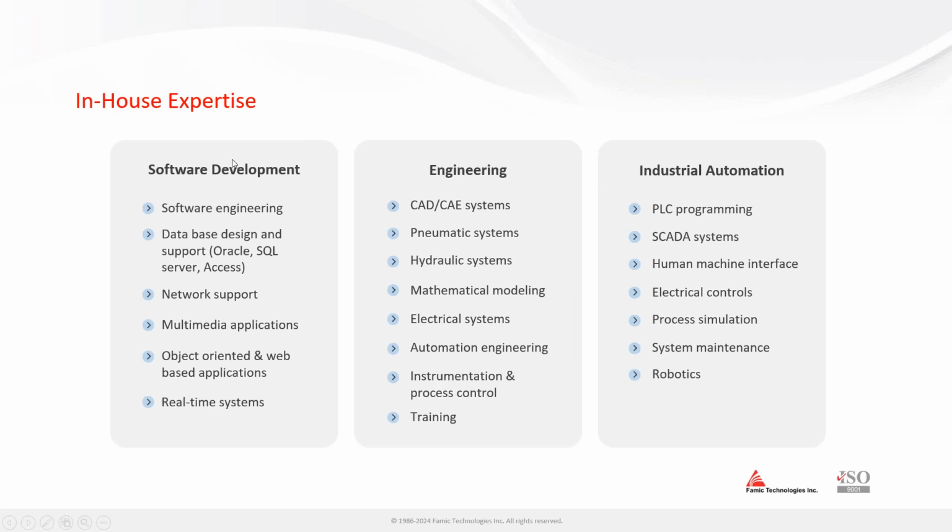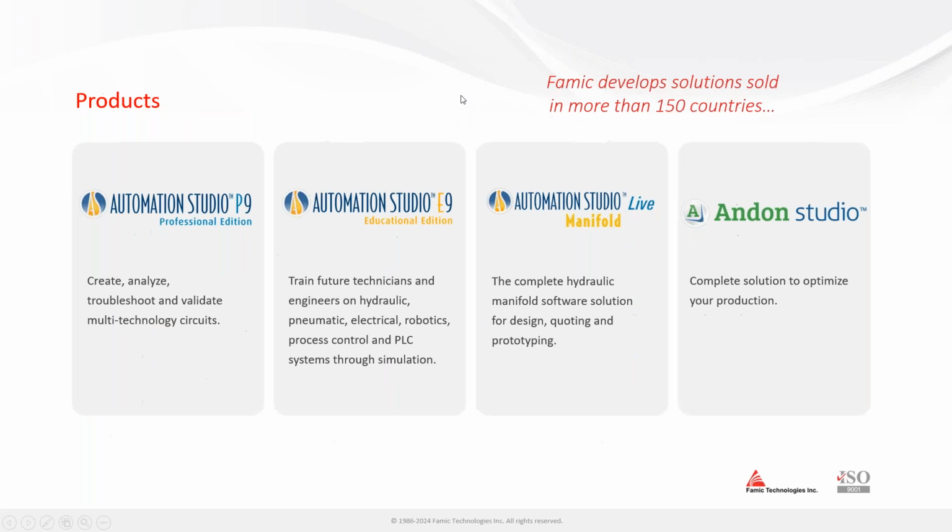So in software development, we deal with software engineering, database design, network support, and real-time systems. In engineering, we deal with hydraulics, pneumatics, CAD/CAM, mathematical, and electrical. In industrial automation, we deal with PLC, SCADA, HMI, process simulation, and robotics. We offer 4 products, mainly the Automation Studio Professional, Education version, Automation Studio Live Manifold and Automation Studio. And we have a presence in more than 150 countries.